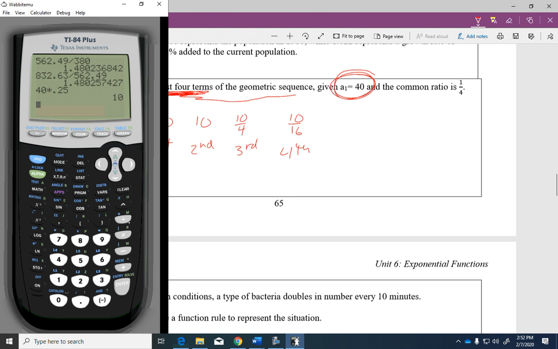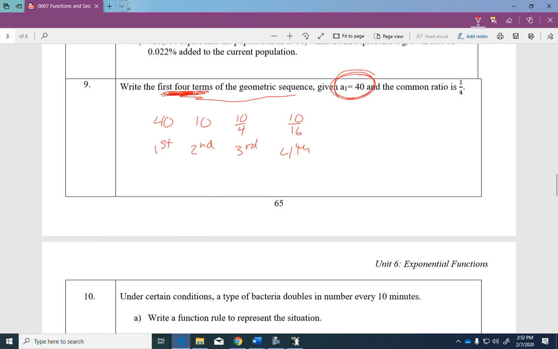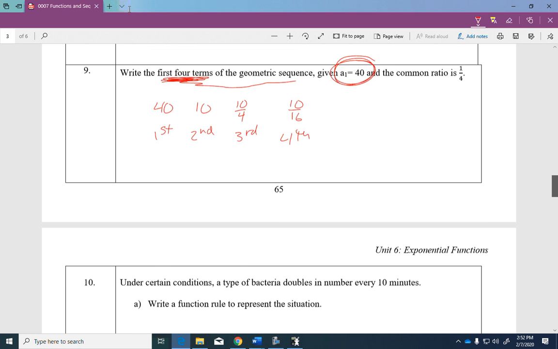Again, if you wanted to do your calculator right here, we do times 1/4, which is really like divide by 4, and I get 2.5. And then again, times by 1/4, I get 0.625, and that's what my fractions are equivalent to. So decimal form is okay, fraction form is fine.